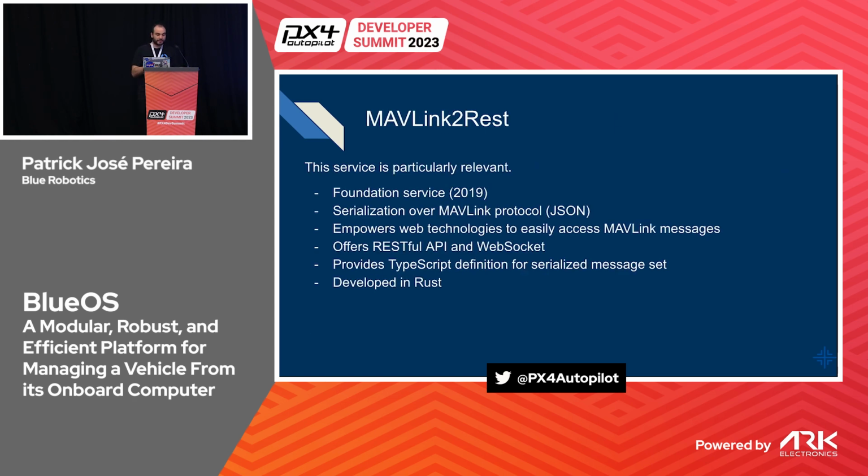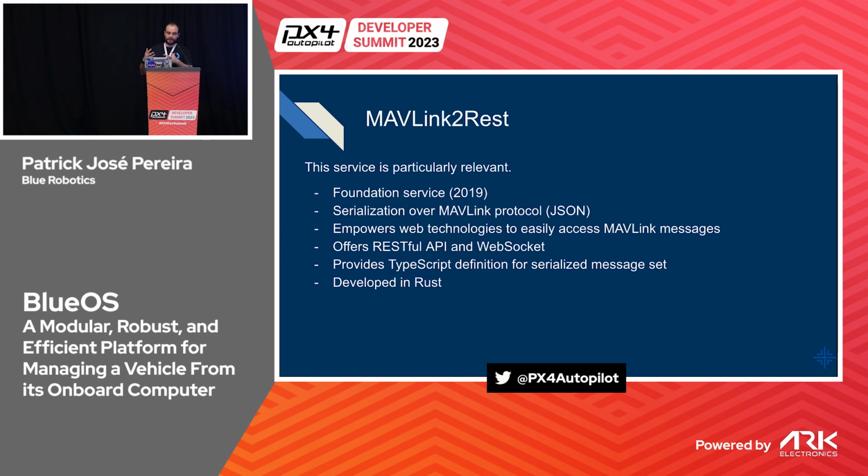We use Mavlink to Rest. As I said, the service is important because it was the base of everything in BlueOS. BlueOS is a 5-year project in development. Mavlink to Rest was the first component, as a proof of concept. It is based on the Rust Mavlink, the Rust library for the Mavlink protocol. And Mavlink to Rest does a bridge between Mavlink and creates a REST API to develop web applications. It creates a serialization of the Mavlink protocol via JSON.